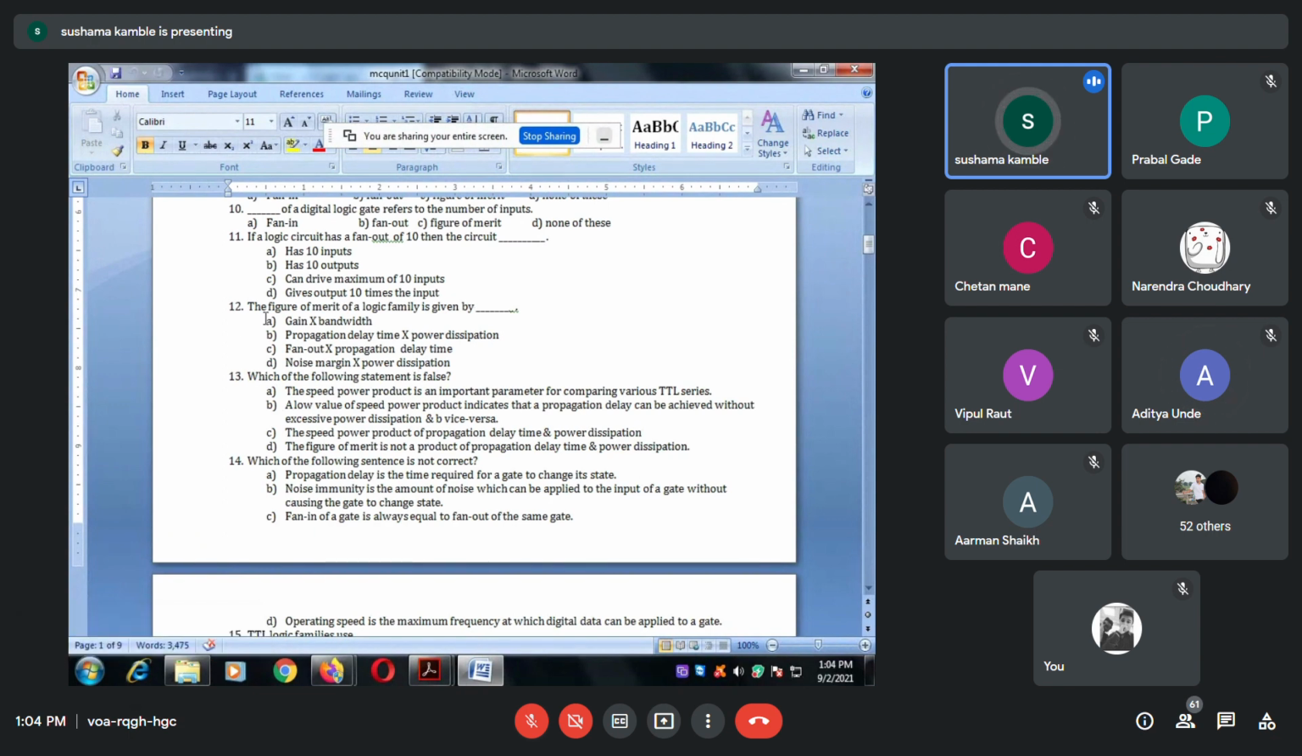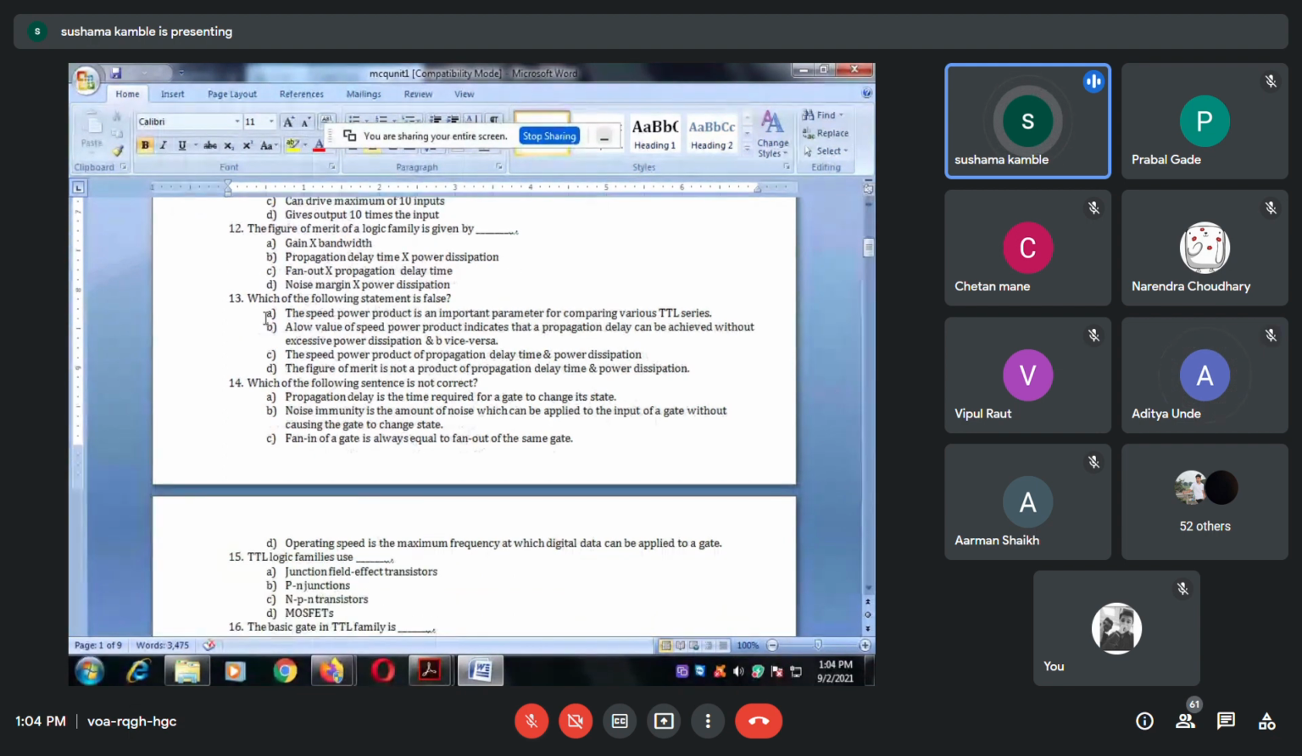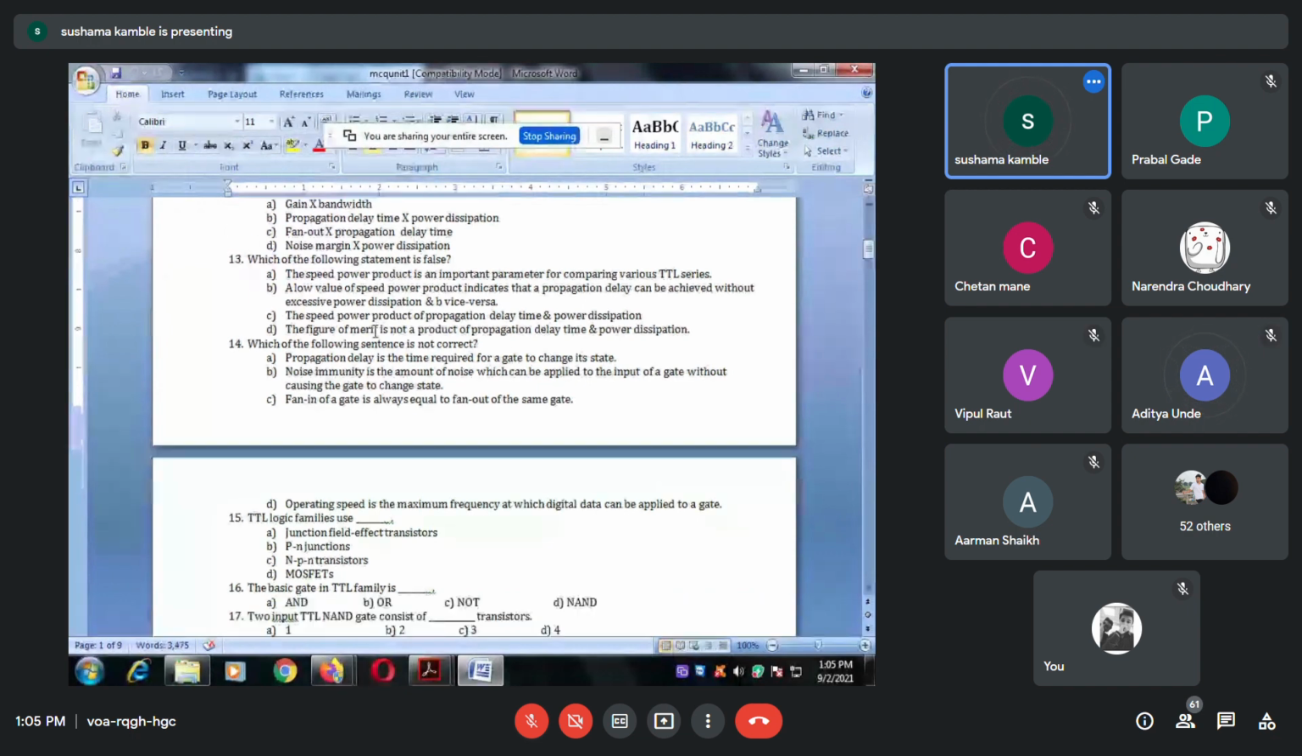So figure of merit of a logic family is given by: propagation delay time into power dissipation. Option B. Go through it. See, which of the following statements is false? Now, for this purpose, you have to study thoroughly. Okay, you have to go through the theory. You have to read it carefully. Then only these are answerable. Which of the following?